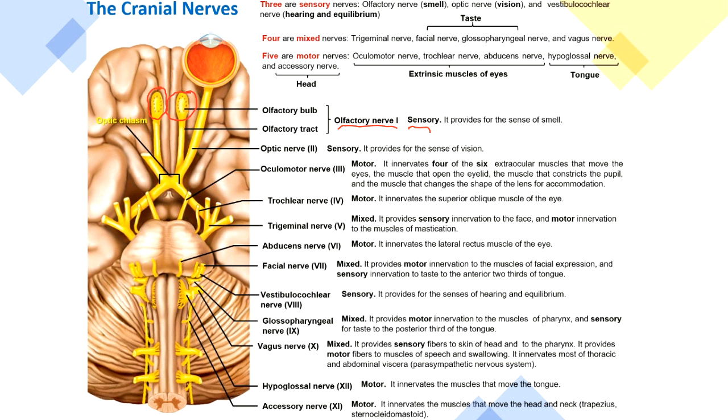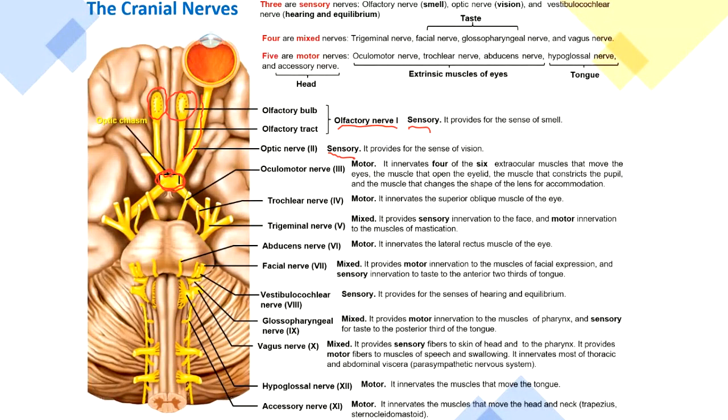Then the second one is the optic nerve, which is right here. Pretty easy, connects to the eyes. And we have the optic chiasma or the chiasm right here. This is where the signals of the eyes cross and go to the brain. But anyways, optic nerve is the second one. This is also sensory and it provides the sense of vision.